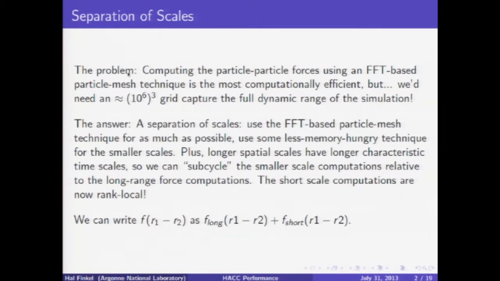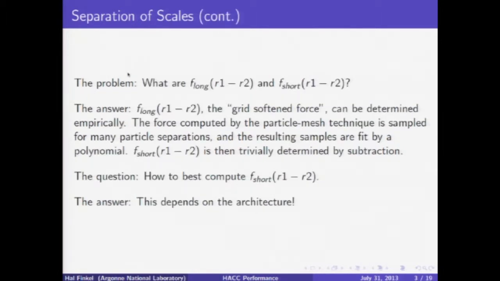So then, of course, we have the next problem. I've determined what I want this long-range force to be. The long-range force is whatever the FFT-based Poisson solver gives me. I'm going to deposit these particles onto a grid. The grid is going to have some finite scale, and so it's going to smooth the density on that grid scale. You just don't see anything smaller than the grid scale when you put the particles on the grid. And that's going to give you some effective, softened grid force.